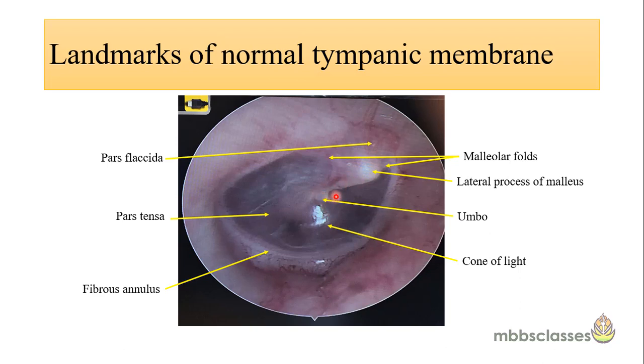This knob-like structure is the umbo, where the tympanic membrane is attached medially, and this area is the area of maximum convexity. This is the fibrous annulus. This projection from the handle of the malleus is known as the lateral process of malleus.